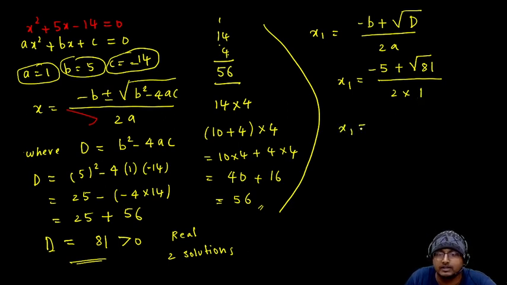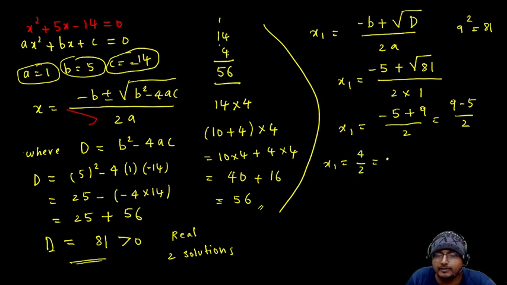So x1 can be written as minus 5 plus, what is root 81? 9 square is equal to 81. So under root of 81 will be 9, divided by 2. It will become 9 minus 5 by 2. So x1 can be written as 9 minus 5, 4 by 2. So it will be 2. So x1, the one value, is 2 we got.